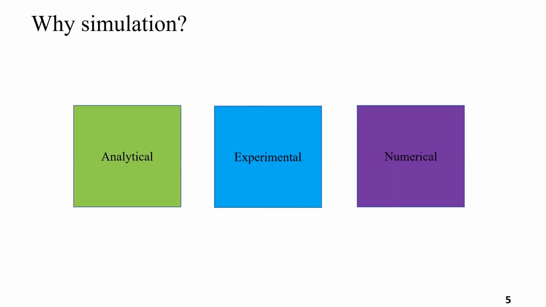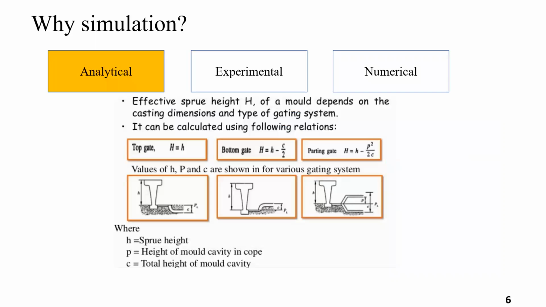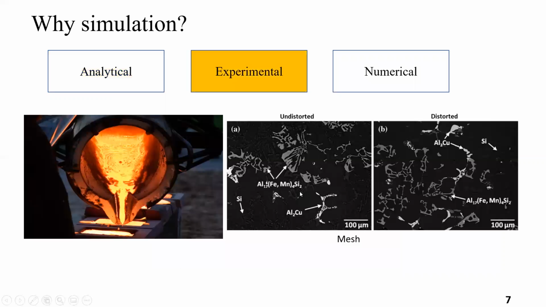So why simulation? Generally speaking, there are three approaches when doing a research. You can do analytical research, experimental one, or numerical one. In analytical research, you are dealing with the theoretical formula or developing them or extending them to have a more accurate result, right? For example, here these are three formula which are showing how to calculate the efficient height of sprue based on the type of gating system.